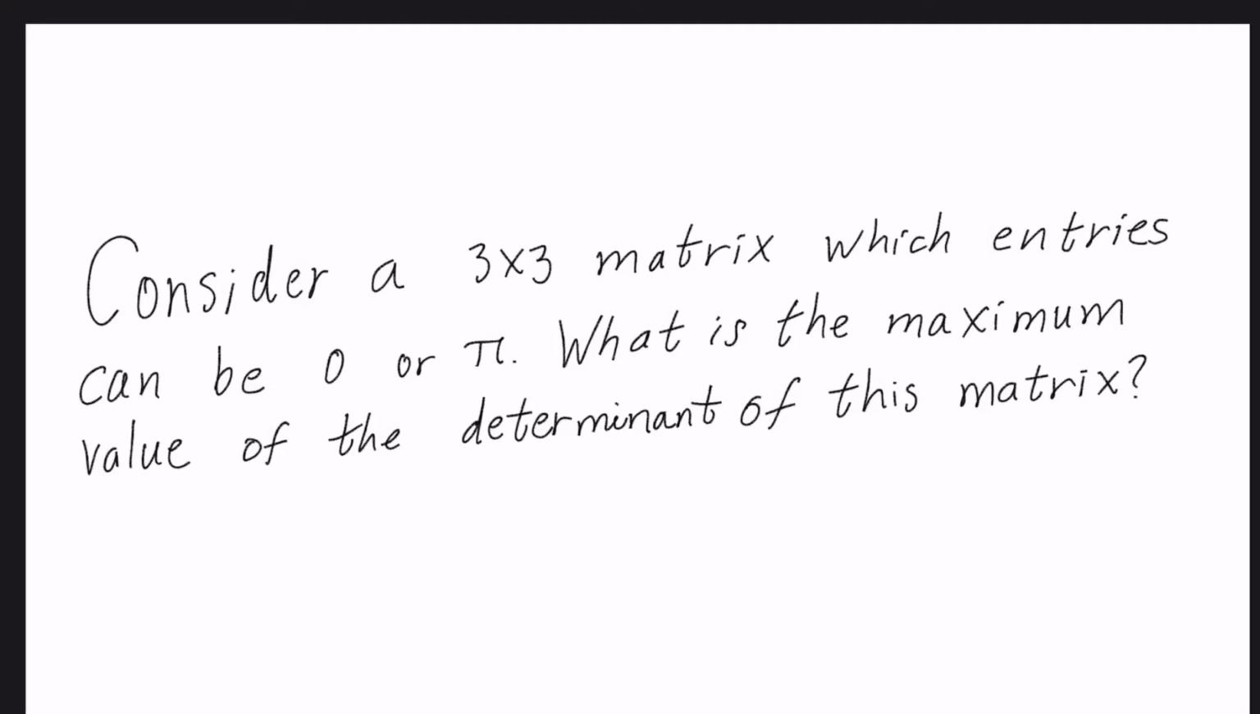Hello everyone. Today we will consider this problem. This problem is about finding the maximum value of the determinant of a matrix. This matrix is a matrix whose entries can be 0 or pi. So we will obtain the maximum value and also show an example of a matrix that achieves this maximum value of the determinant. At first we will consider the following application.